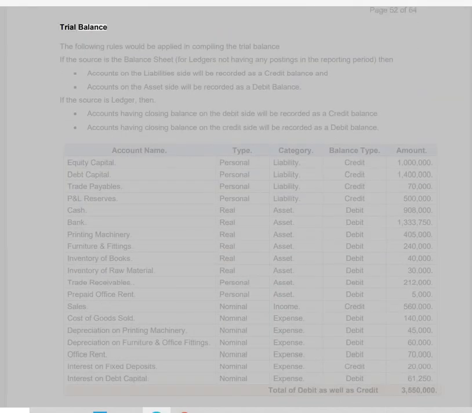Trial balance. The following rules would be applied in compiling the trial balance if the source is the balance sheet. For ledgers not having any postings in the reporting period, accounts on the liabilities side will be recorded as a credit balance and accounts on the asset side will be recorded as a debit balance. If the source is the ledger, then accounts having closing balance on the debit side will be recorded as a credit balance. Accounts having closing balance on the credit side will be recorded as a debit balance.